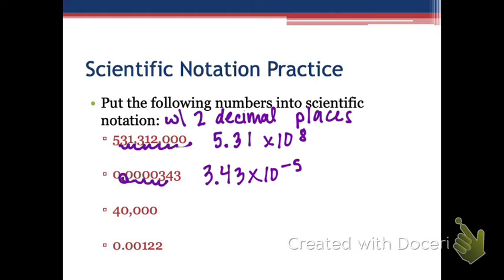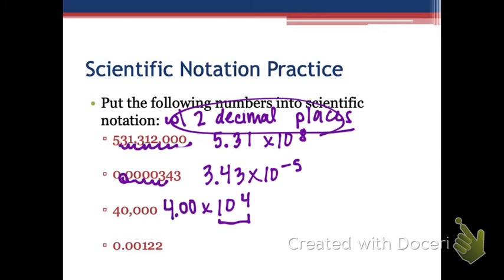Times 10 to the power of 4. 4 times 10 to the 4th. Okay. I agree with this part, but what are we missing here? 2 zeros. We wanted 2 decimal places. So what would change there was that this would be 4.00 times 10 to the 4th. Okay. Very good.